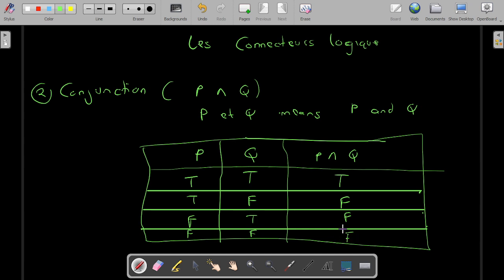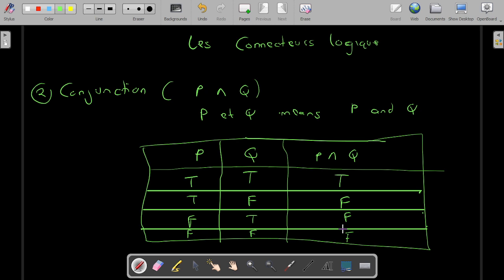If, for example, you have a proposition, let's say R, where we say 8 est un multiple de 2 et 2 est racine de 4. So is the proposition P and Q true? Yes, it is going to be true, because 8 is a multiple of 2, and 2 is the square root of 4. So that is going to be true.